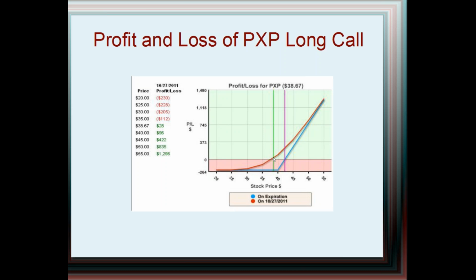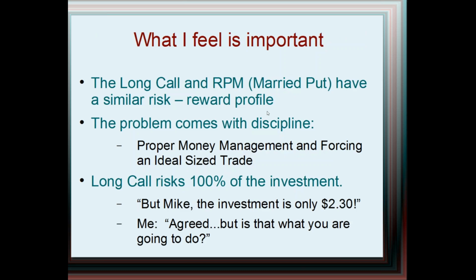It's not going to go to zero as soon as we buy the call. So a little bit of movement in the stock could lead us to a profit well before the quote-unquote break even. That's only at expiration. But why wouldn't I just buy the call instead of doing the married put? The long call and the married put do have a similar risk-reward profile. I would never argue that. Graphically, they look the same.